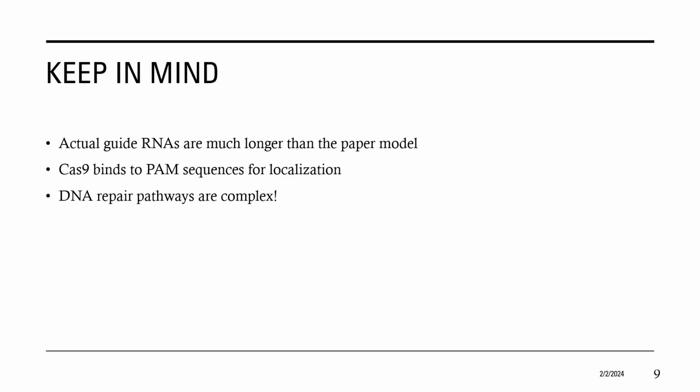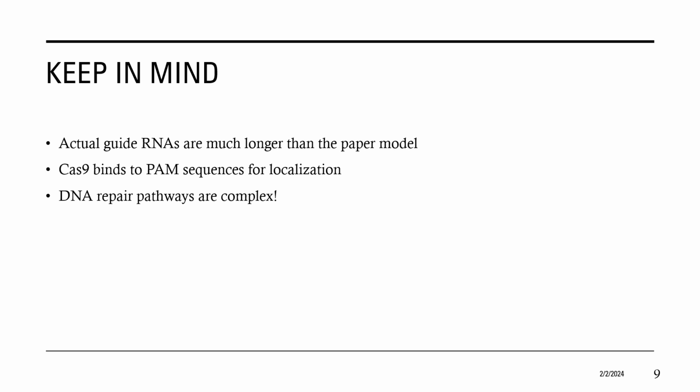In the cell, Cas9 binds to PAM sequences, which occur throughout the genome. When it binds PAM, Cas9 unwinds the double-stranded DNA. This step is not shown in the paper model. If the guide RNA matches the target DNA, it will bind to one of the 2 DNA strands by complementary base pairing to form a DNA-RNA helix. This step is also not shown in the model.